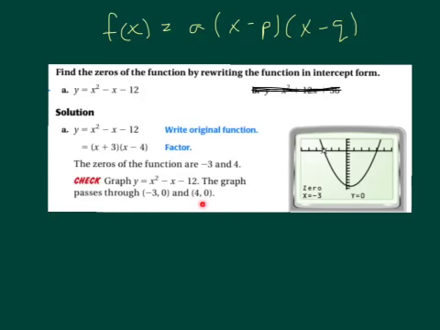And how could we check it? We could use a graphing calculator, a graphing utility. If you notice, this is the top part of the screen here. And where does this parabola cross over the x-axis? At negative 3 and at 1, 2, 3, positive 4.